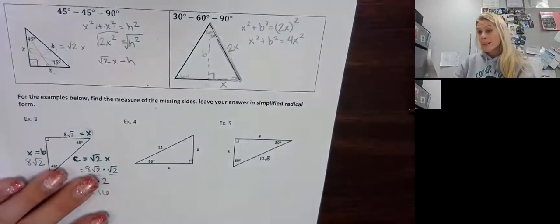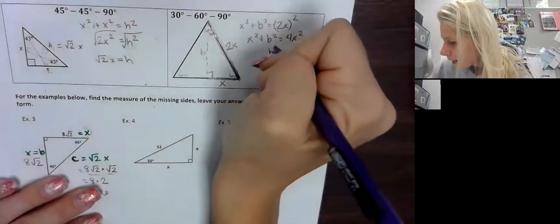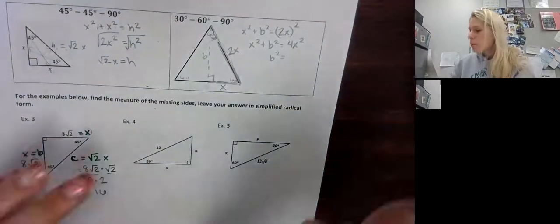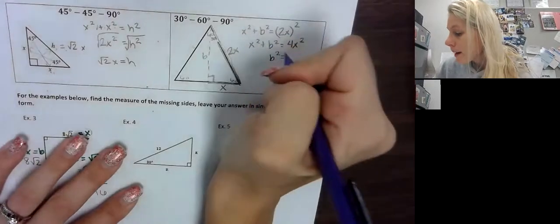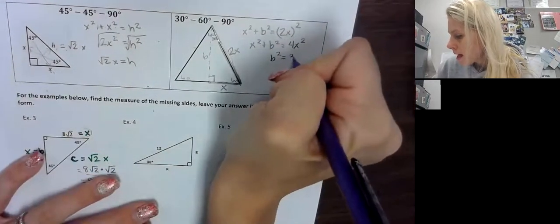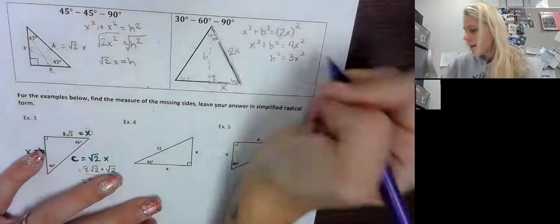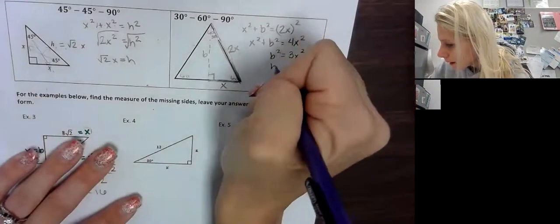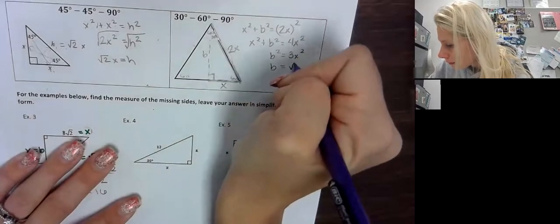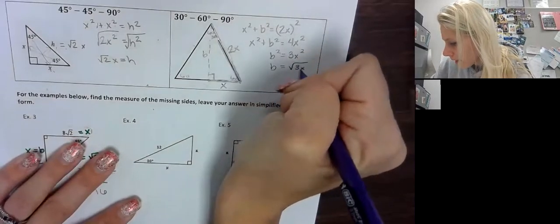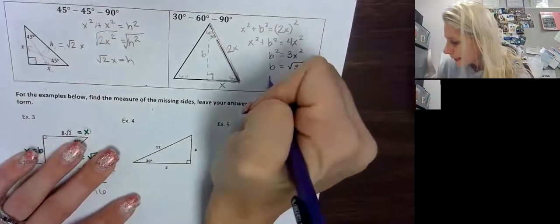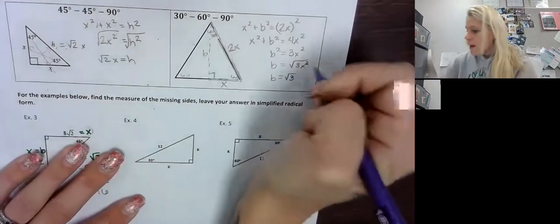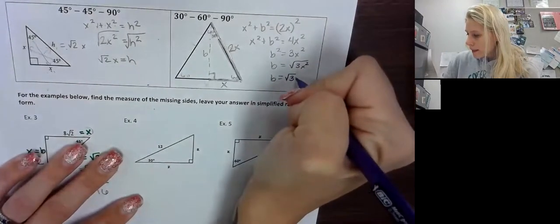Now we're trying to get B by itself. So B squared equals, well, how do I get rid of that X squared? I have to subtract it from both sides. So 4X squared minus 1X squared is 3X squared. And we're in the same position we were before. Got to take the square root. So we get B equals the square root of 3X squared. But we can separate that, right? The square root of 3 stays the same. The square root of X squared is X.